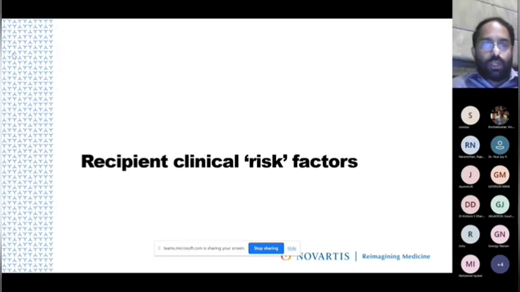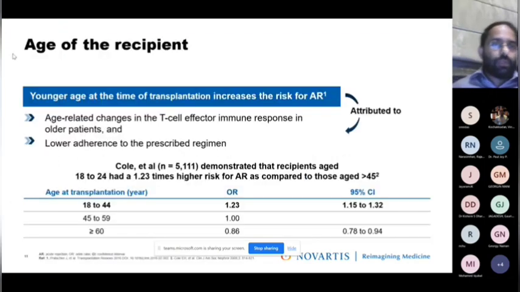Going on to the recipient clinical factors, as said, age of the recipient is an important factor. Younger age at the time of transplantation can increase the risk of acute rejection. This has been attributed to two reasons. One, in older patients, there are age-related changes in T-cell effector immune response, and in younger patients, there is lesser adherence to the prescribed regimen, and there is increased risk of acute rejection.